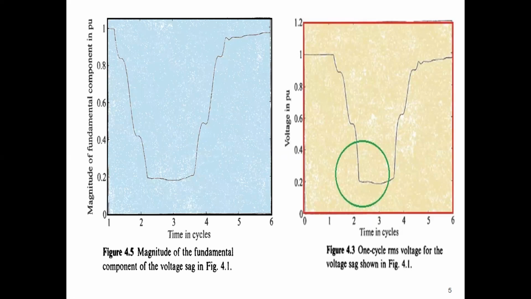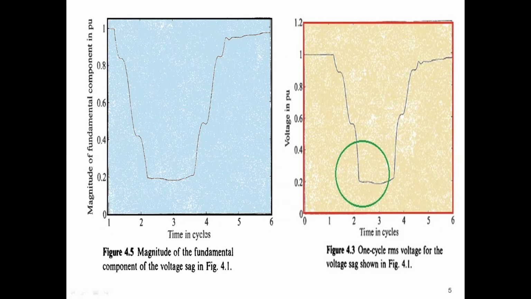Now you can check both graphs and compare this with Figure 4.3, the one cycle RMS voltage we saw in yesterday's session. This is the magnitude of the fundamental component. We just compare these two. There's not much difference, not even any difference between them. Both obviously look the same, isn't it? One uses the one cycle RMS voltage, whereas the other uses the fundamental, and there isn't much difference.